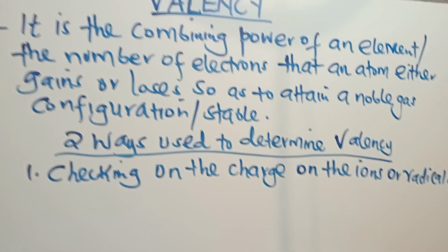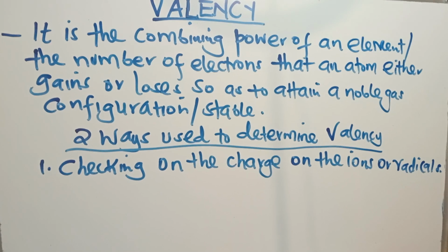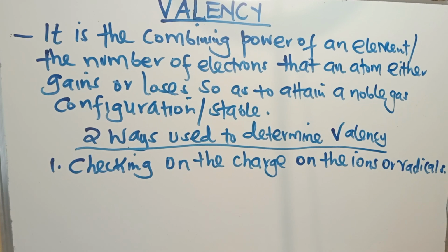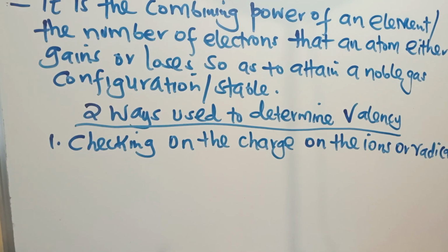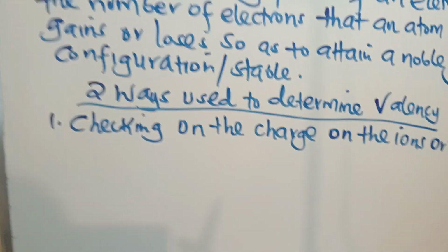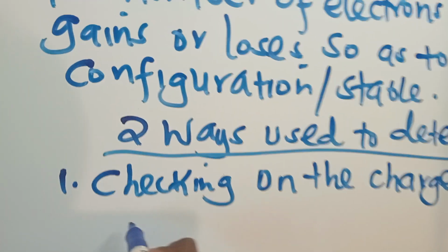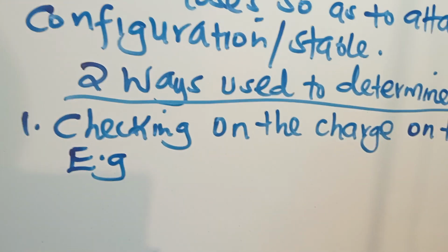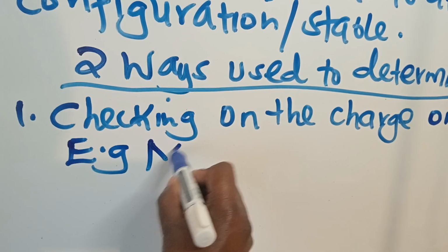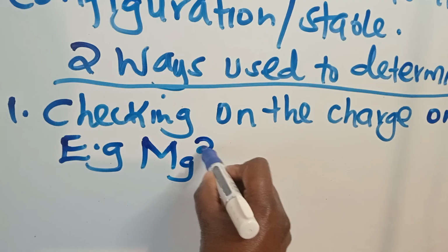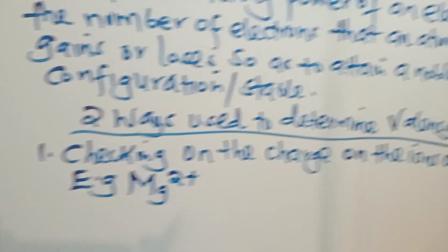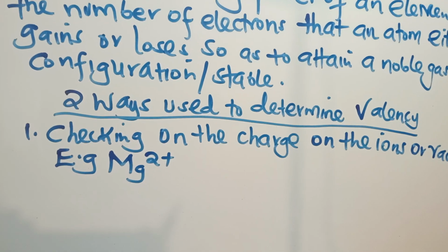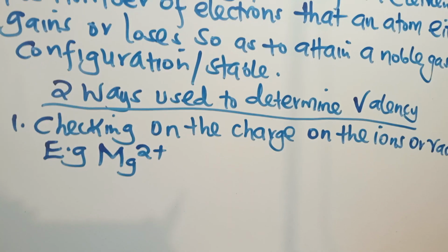Radicals in this case is a group of atoms that react as a unit, and they usually have a net charge on top there. I'll be giving you a few examples. This is one of the ways, and from our previous video we will use some of the ions that we already did. One of them was the magnesium ion. Capital M, small g, 2 positive, that is magnesium ion.